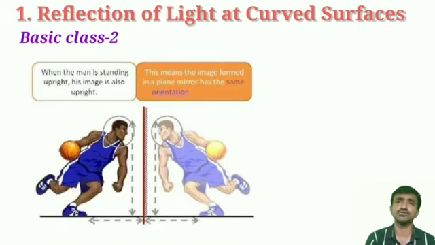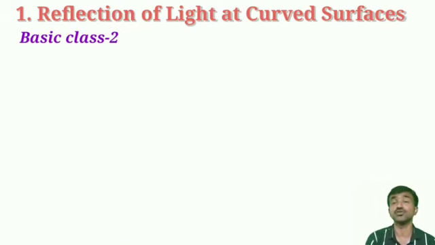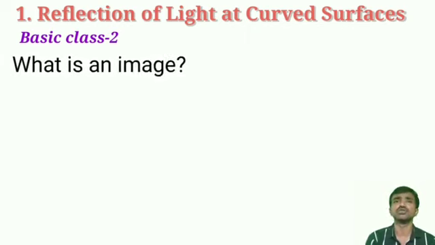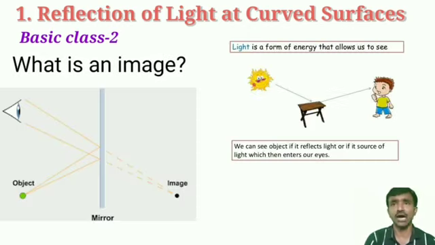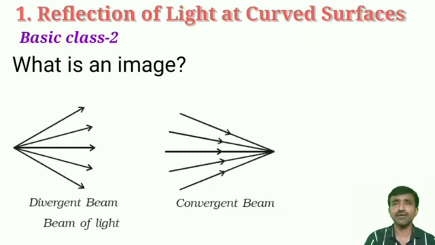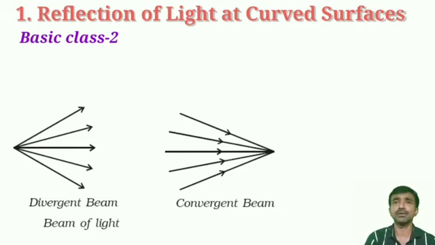Daily we are using it to see our faces. So what is an image? When light rays meet or appear to meet after reflection from the mirror surface, that forms the image. It is simply due to the converging or diverging of light rays that it is visible to us. That is called an image. So an image is completely based on the light rays converging or diverging.